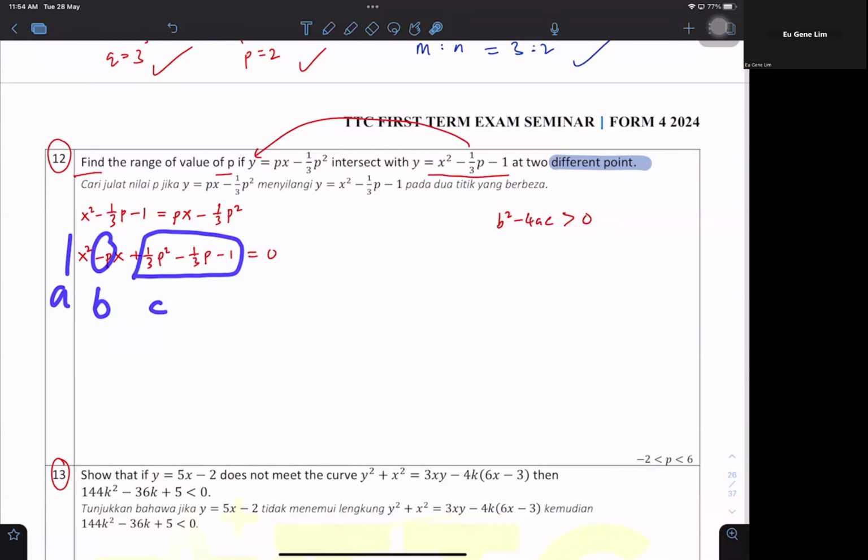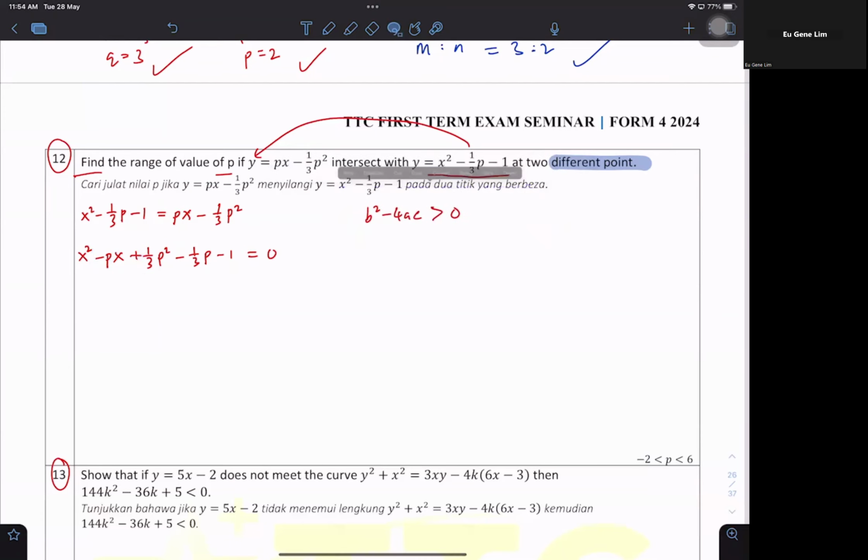All those without X is the C. Remember, all those without X is C. So now you already have ABC. You already have the general form. Very good. So now you can start to do the formula, like B square minus 4AC.